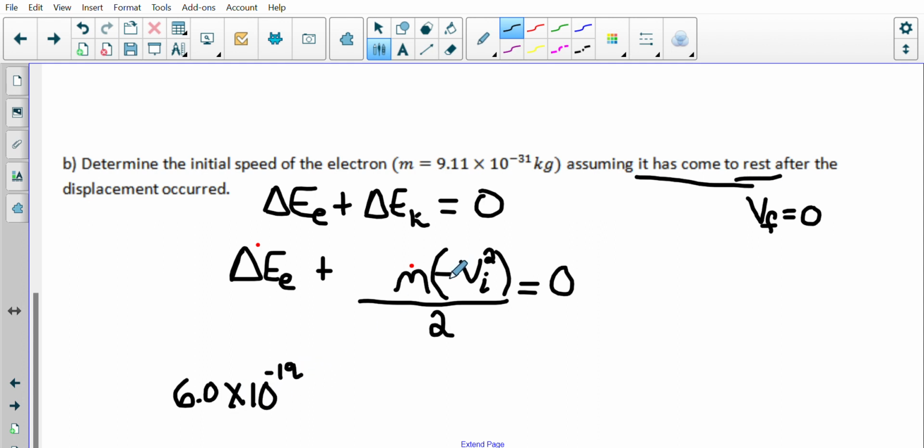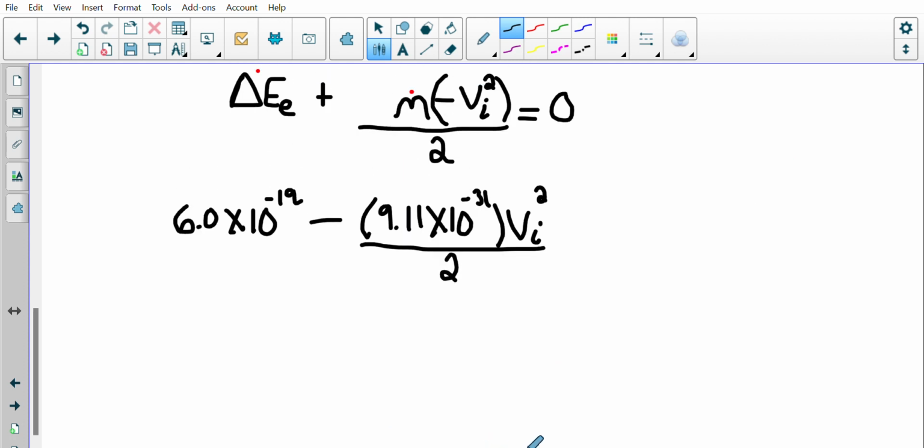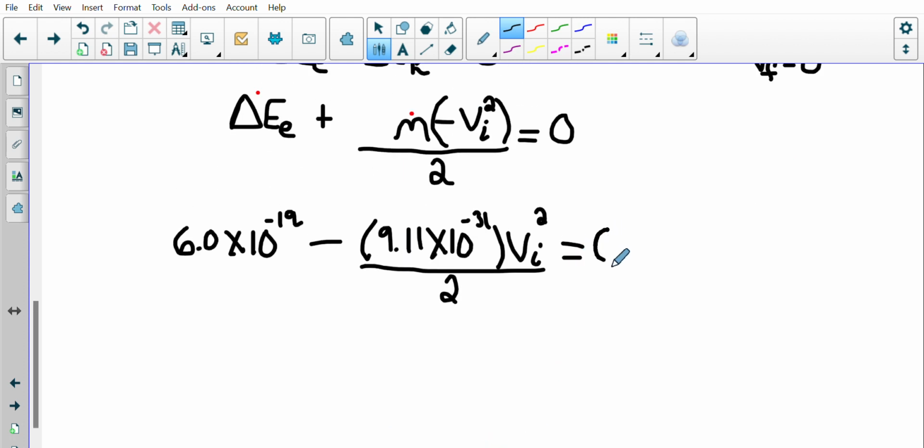All right, now this negative sign here, I'm going to move it and combine it with the positive sign. Opposite signs becomes negative. Our mass is 9.11 times 10 to the power of negative 31. And I move that negative sign with the positive sign, so it becomes negative. And then we have this VI here, squared, and divide by 2. And again, it equals 0.